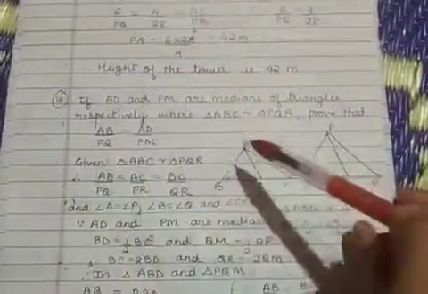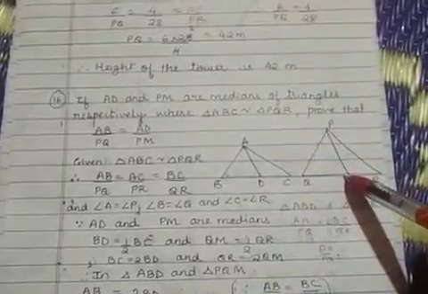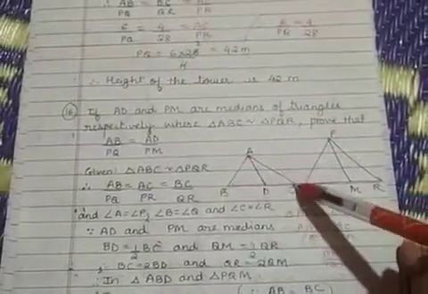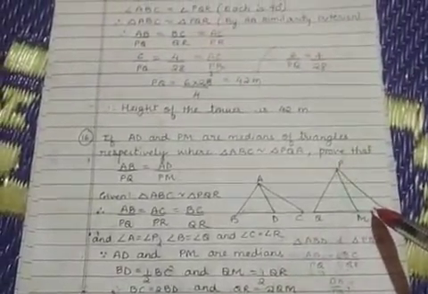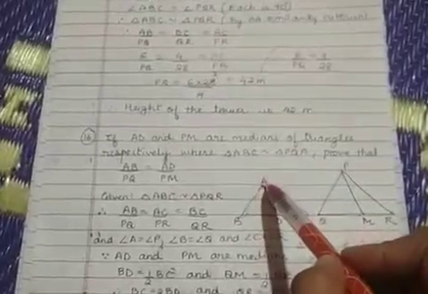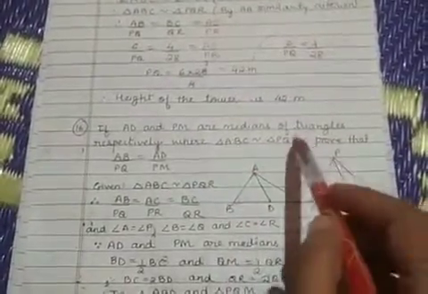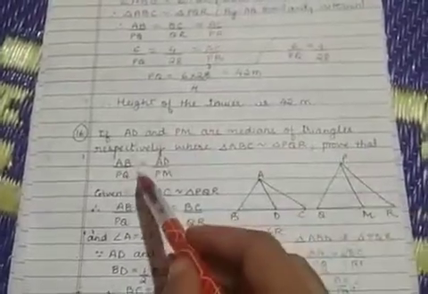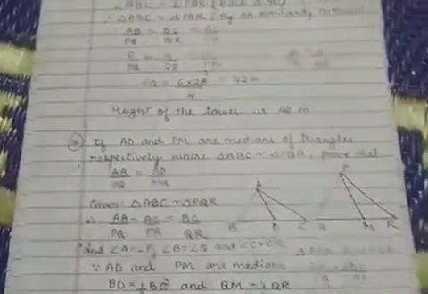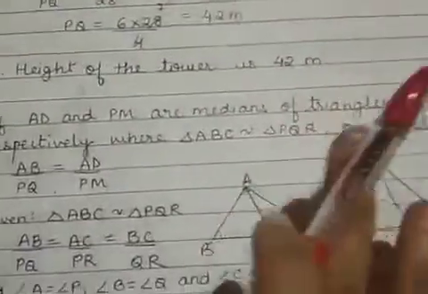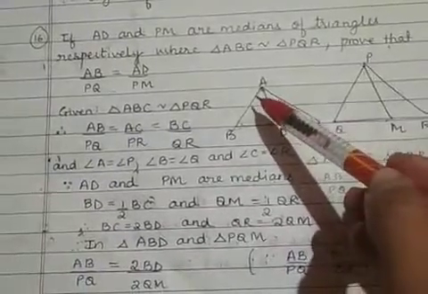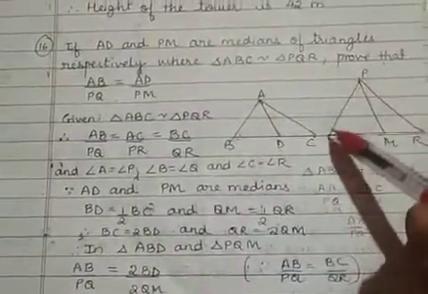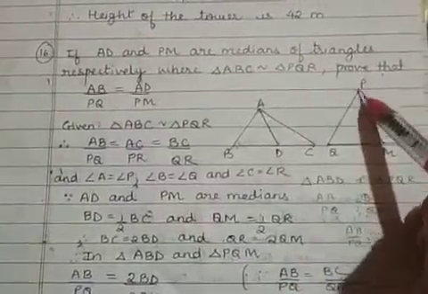Now let us solve the 16th problem. If AD and PM are medians of triangle ABC and triangle PQR, where it is already given that triangle ABC and triangle PQR are similar, you have to prove that AB upon PQ is equal to AD upon PM. Now the figure is not given to you, we have to draw the figure. So what you have to prove here? You have to prove AB upon PQ equal to AD upon PM.